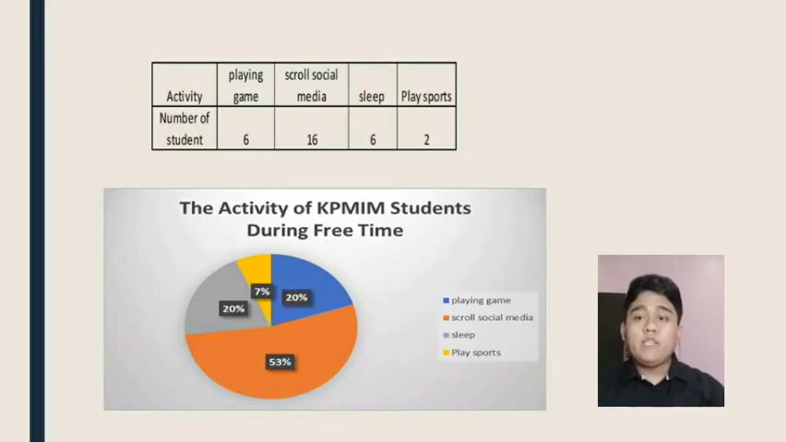After that, the lowest activity is playing sport. This is because when students study at home, they don't have any equipment to play sport and don't have a special place to play, compared to when they are in college, which has sport equipment and a field to play. Other than playing sport and scrolling social media, KPIM students also sleep and play games.